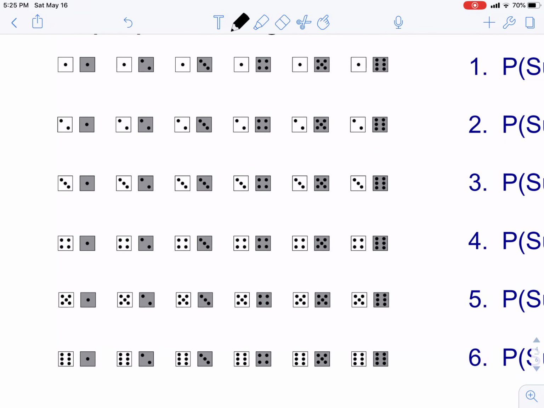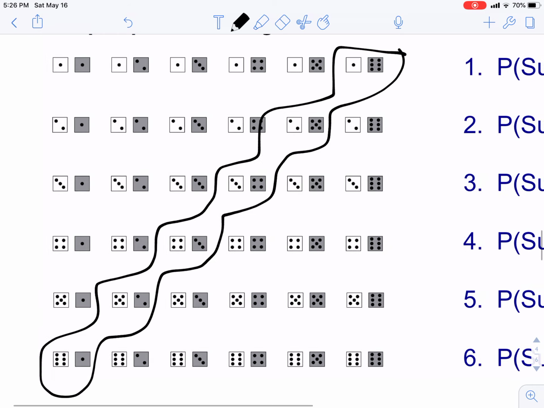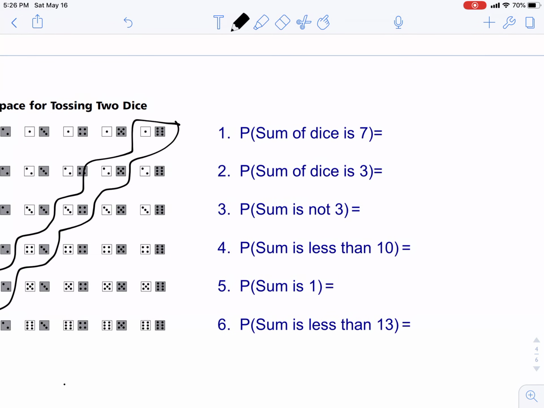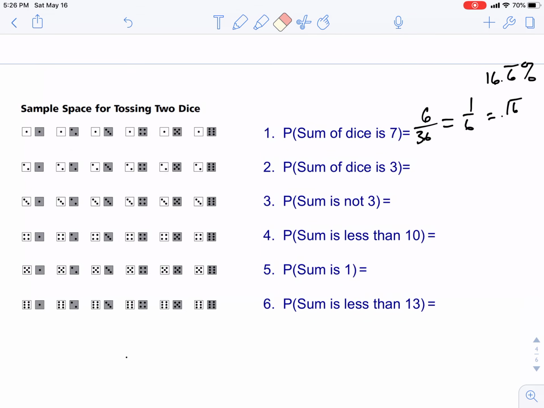Well, here you go. I'll save you the trouble. How many are there? 7. 6 plus 1, 1 plus 6, 2 plus 5, 5 plus 2, 4 plus 3, 3 plus 4. There are 6 total out of 36, which reduces down to 1/6. Again, if you want to do the percentage and decimals and stuff like that, this is 0.16 repeating or 16.6 repeating percent. Okay? What's the probability the sum of the dice is 3?